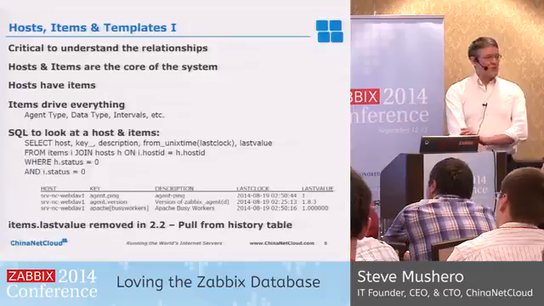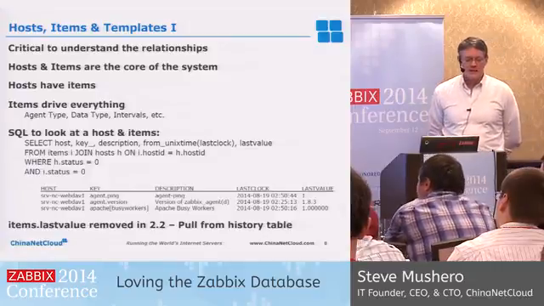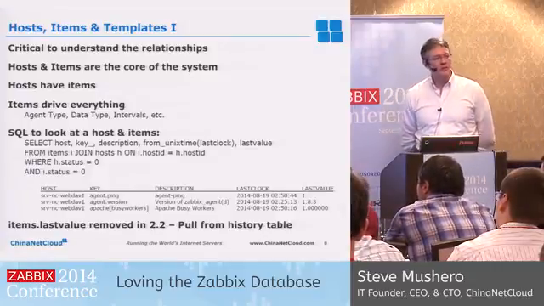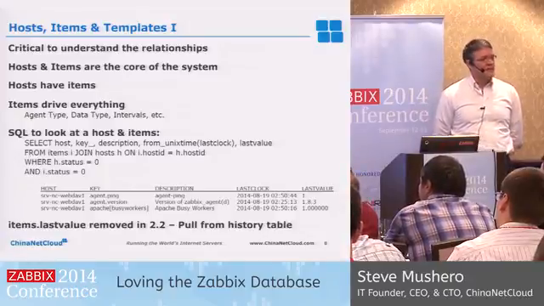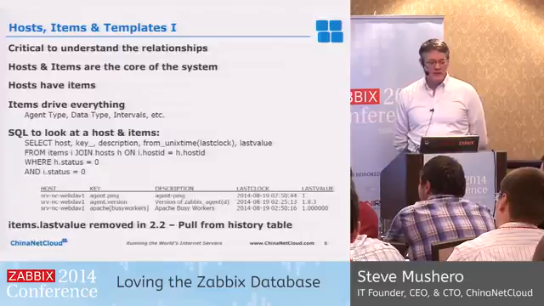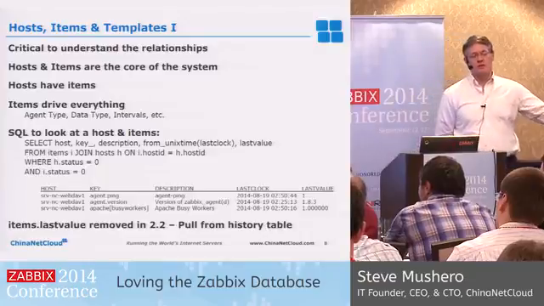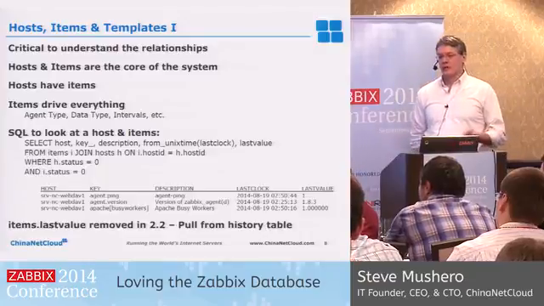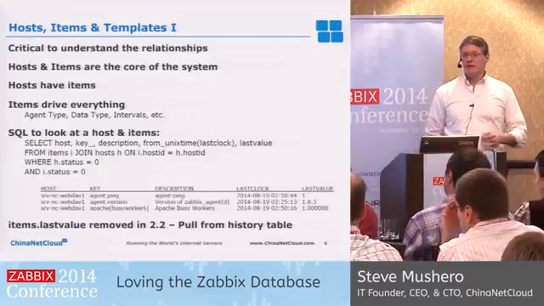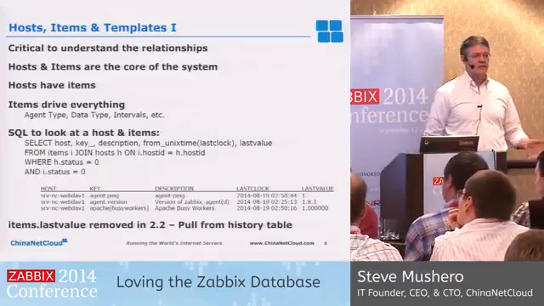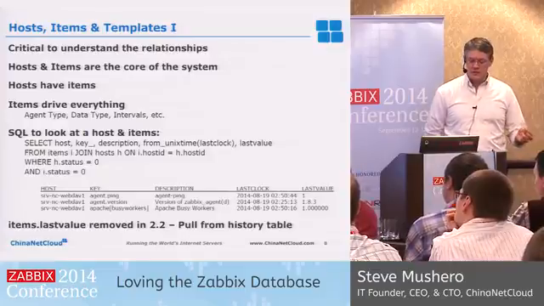So again, I'm trying to talk really fast. The key thing to understand is how the hosts, items, and templates work together if you're working in the database. It is not completely obvious, and so it's critical to understand this. Obviously hosts and items are the key part of the system, right? Hosts, of course, are the servers or devices you're monitoring. Items are the things you're monitoring. So it's very clear. Hosts have items, right? One item can only be associated with one host, linked by ID, very simple.